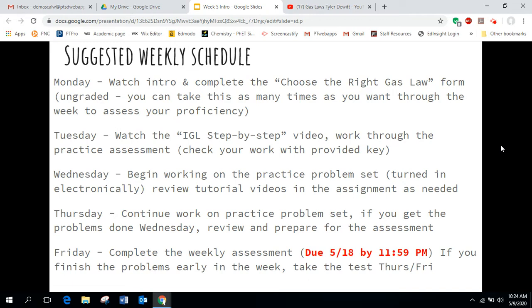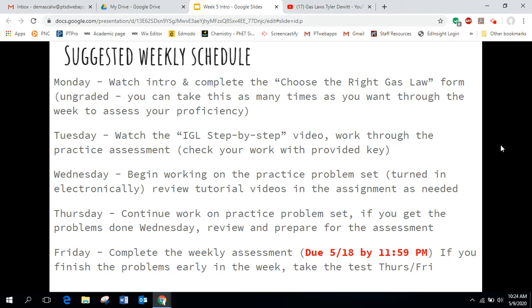On Thursday, I want you to try to finish up that practice problem set so that you can get that done before the end of the week, so that's not hanging over your head over the weekend. You have until Monday, the 18th at 11:59 p.m., so basically before midnight on Monday the 18th.